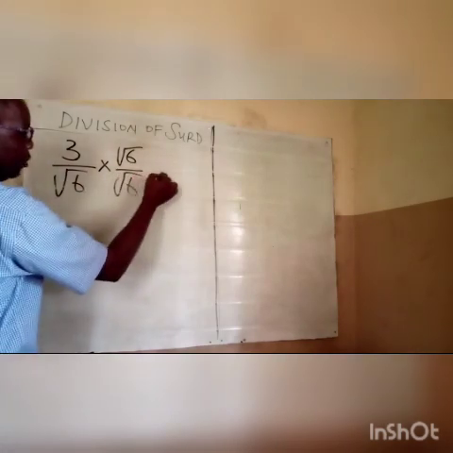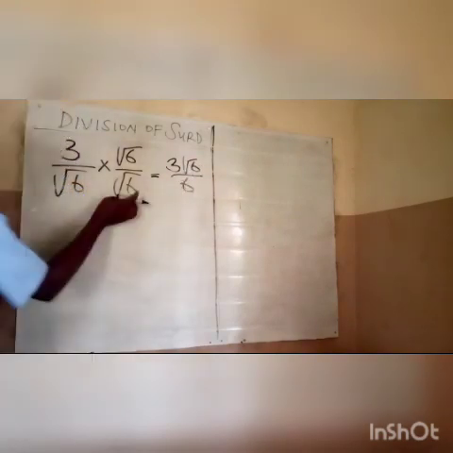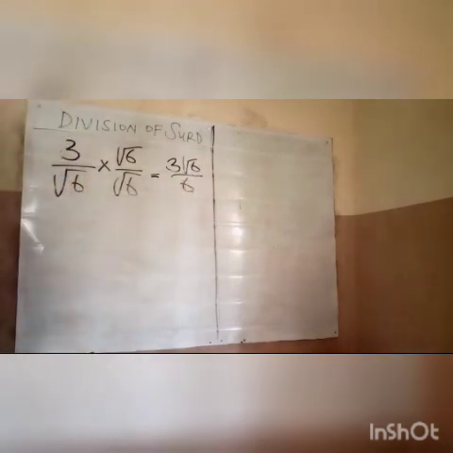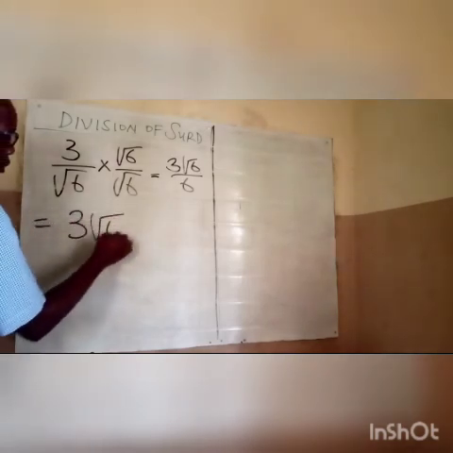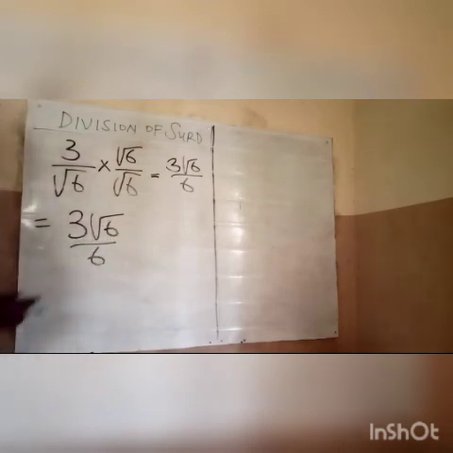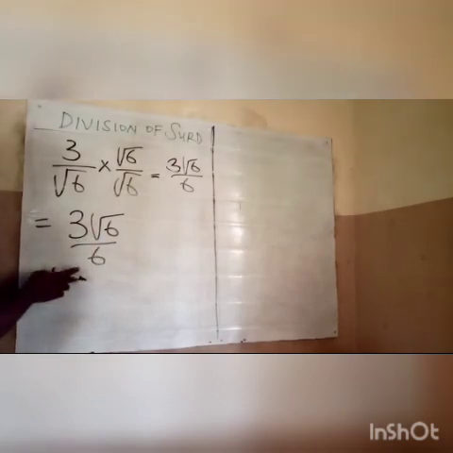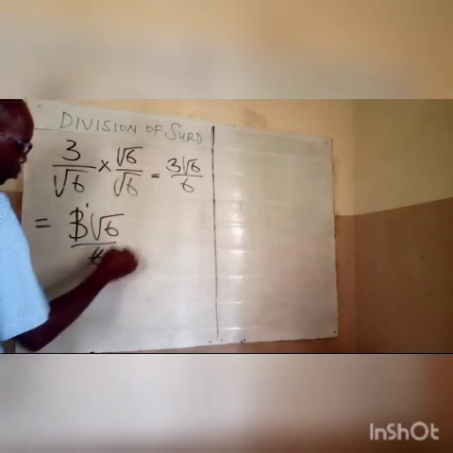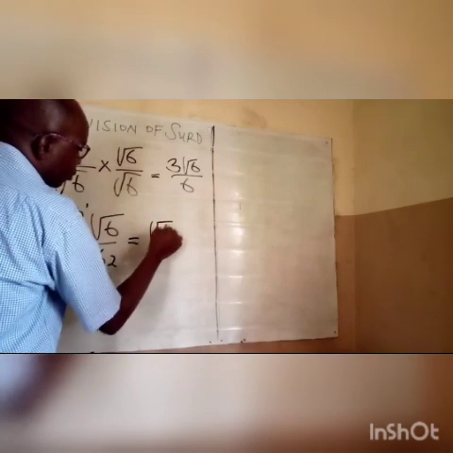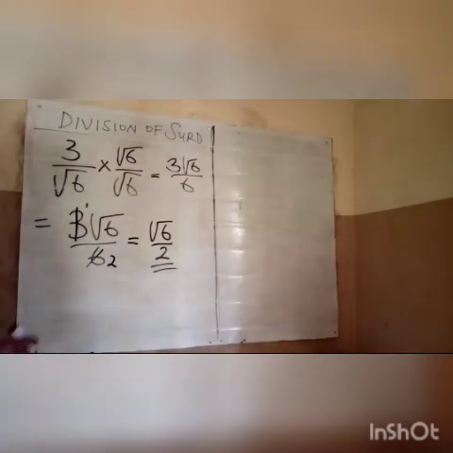So what we now have is 3 root 6 over 6, because root 6 multiplying root 6 will give you 6. So your answer becomes 3 root 6 over 6. You can actually simplify further. By the time you use 3 to divide both the numerator and the denominator, 3 divided by 3 is 1, and 3 divided by 6 gives 2. So you now have root 6 over 2. This is the final answer of such workings.